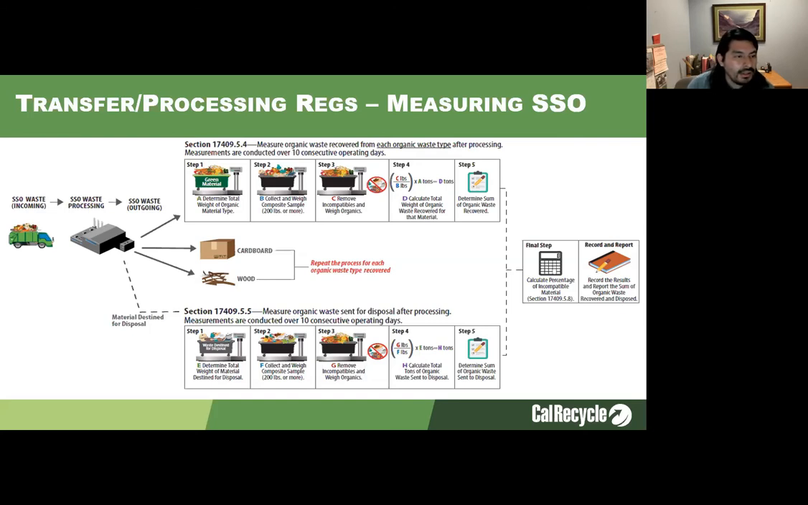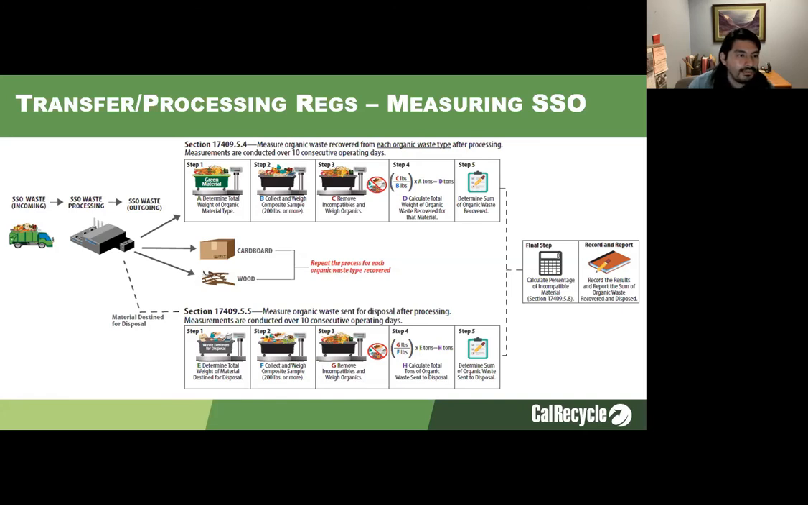You'll see there are 3 waste types or waste outputs, however you want to refer to it: green material, cardboard, or some other type of product, paper, wood, things like that. And then there's also material, if you see the dashed line there, that is destined for disposal. So you'll notice that it's pretty much the same measurements as Marcus covered for the MO, the mixed waste organic stream. So they in fact are the same.